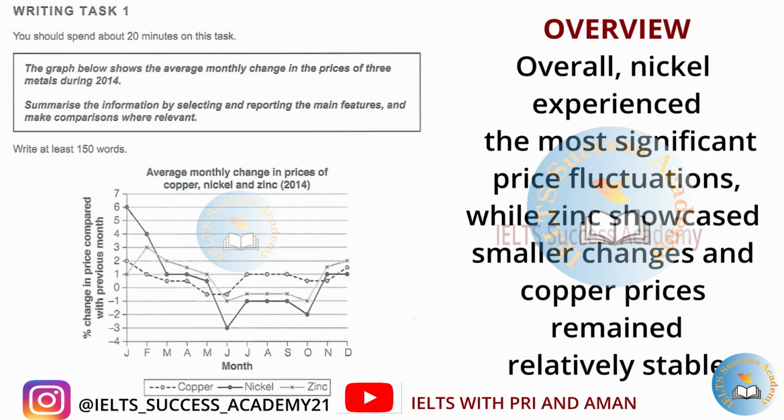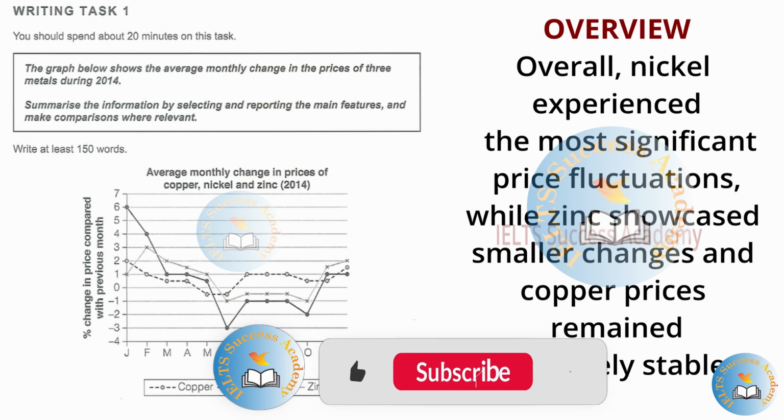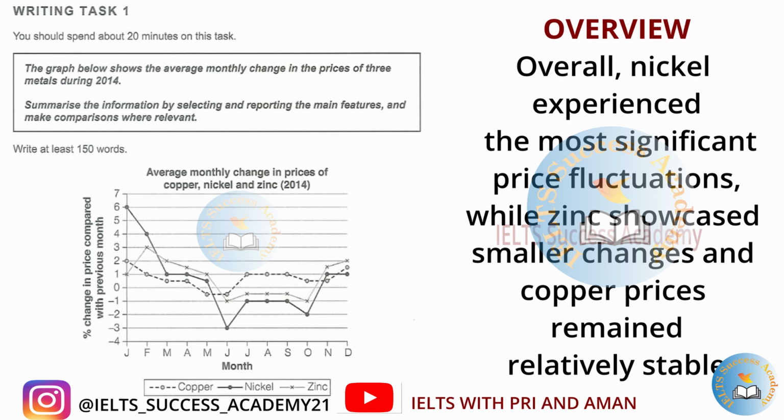Now let's look at the overview. Overall, nickel experienced the most significant price fluctuation, while zinc showcased smaller changes and copper prices remained relatively stable, uniform. Fluctuations mean that the changes are coming thick and fast. Okay, so we have used fluctuation to denote nickel's price movement.